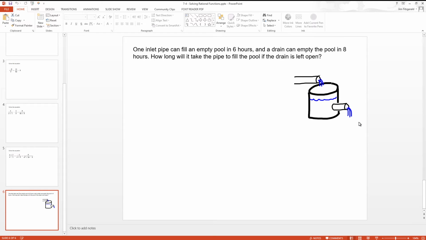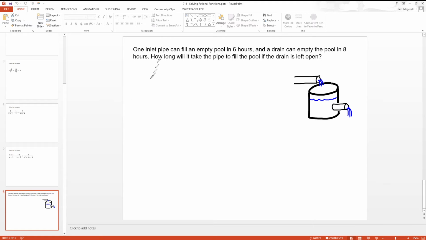Now, we don't know how many gallons are in that pool. We don't know how many gallons per hour it's going. All I know is that in 6 hours, it's going to fill that pool, and when I open that valve, in 8 hours it would drain that pool completely. So what we're going to do is talk about rates.